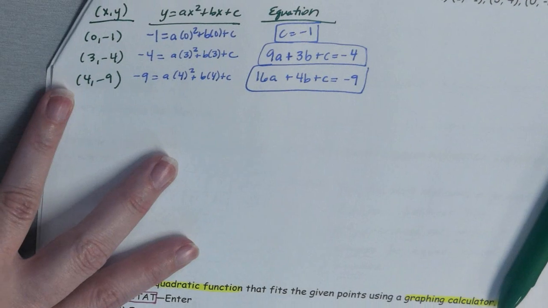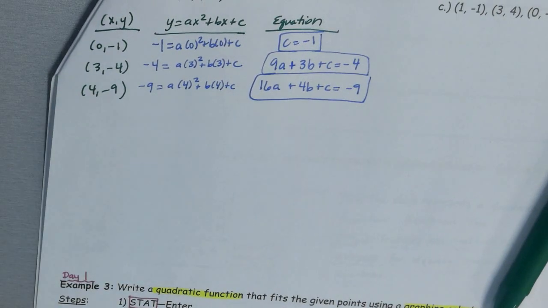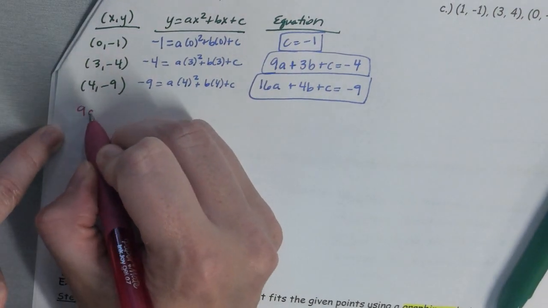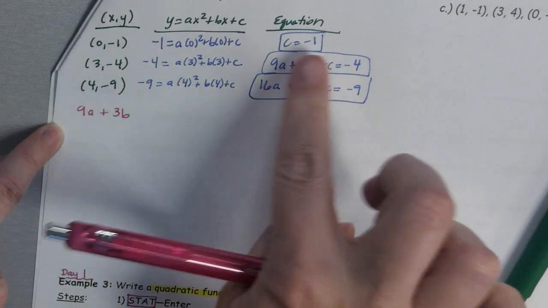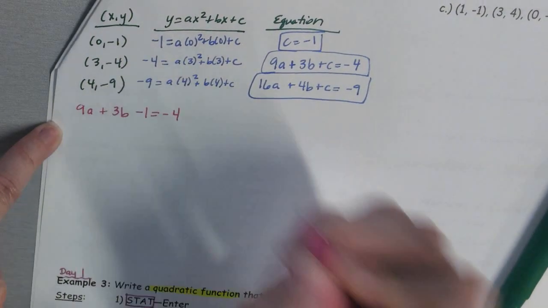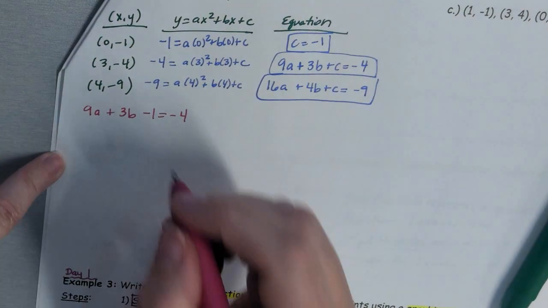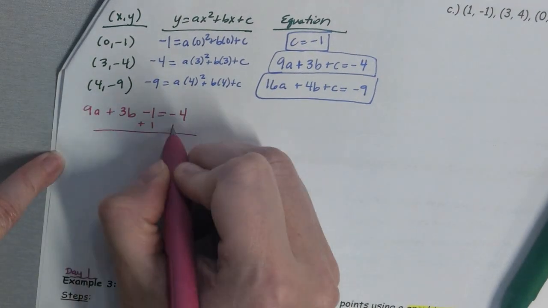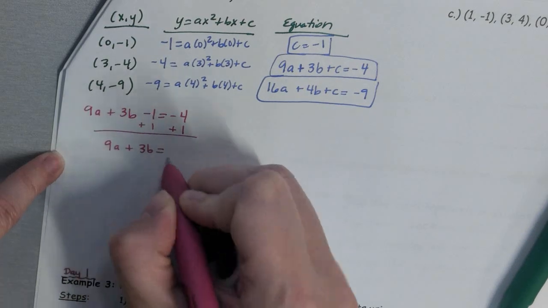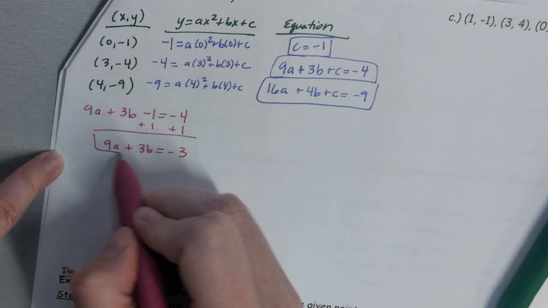Okay, how did that first step go? Okay, that's your table. And then once you have that, now we're just replacing c into the equations. So this is 9a plus 3b, and then I'm just going to substitute right away. So -1 equals -4, and then all we're doing is adding that over. Okay, and then once we do that, we have a nice equation that we can use with a system.